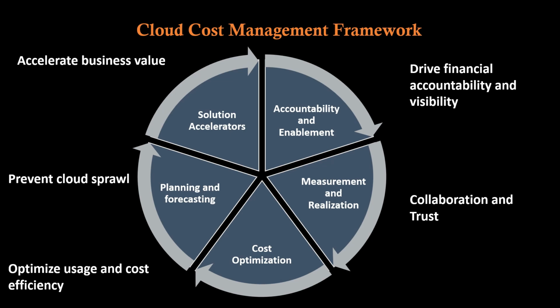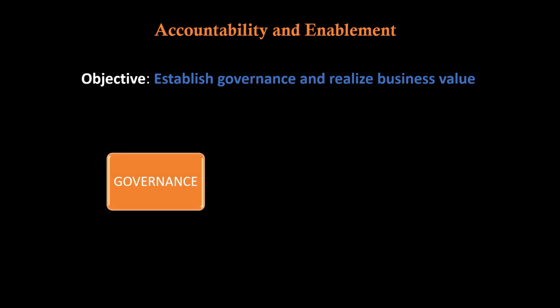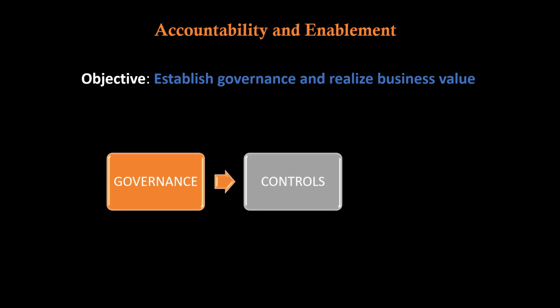So the first area that we are trying to cover is the first pillar, which is accountability and enablement. The objective of this pillar is to establish governance and realize business value. When we talk about governance, that capability helps you establish a governance committee, develop a business case, and develop an emerging technology budget. Now the second one is controls.